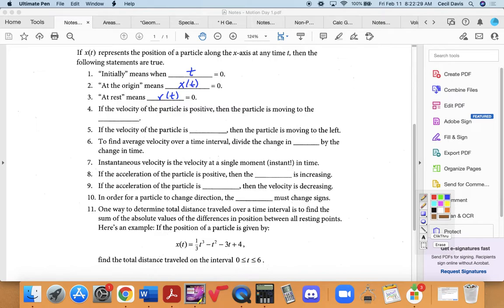If we're moving along the x-axis and the velocity of the particle is positive, then the particle is moving which way? To the right. Occasionally they'll have it moving along the y-axis, in which case it would be moving up. If the velocity of the particle is negative, then the particle is moving to the left.